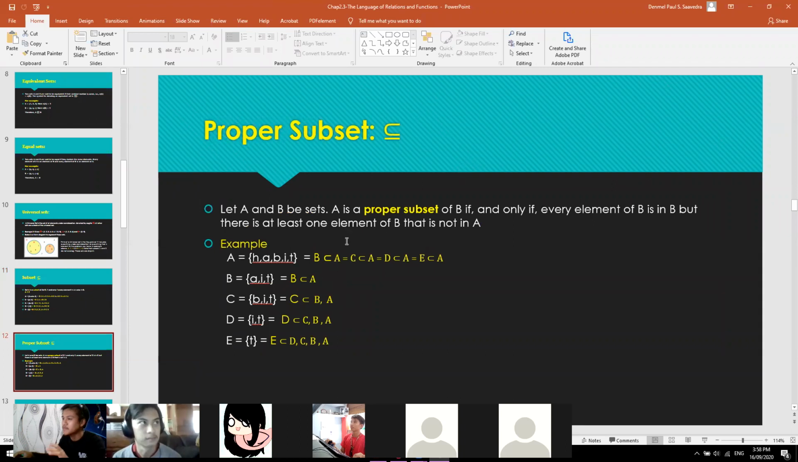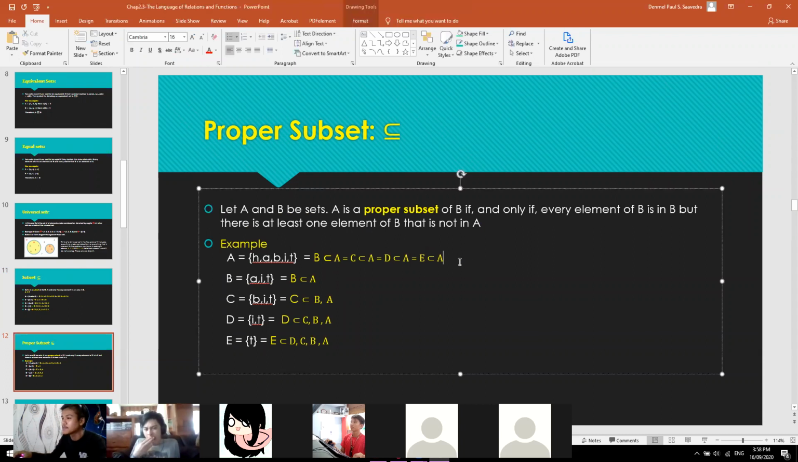Okay, so when we say proper subset, so the same lang din, lahat dapat ng element mahahanap po dun sa superset, pero dapat merong isang wala. So pwede natin sabihin na a subset can be a subset of itself, but a proper subset cannot be a subset or a proper subset of itself. Since dapat hindi parehas na parehas, meron dapat isang nawawala.